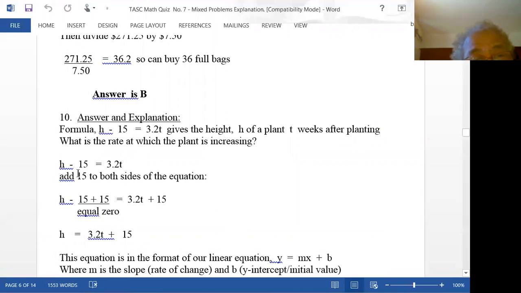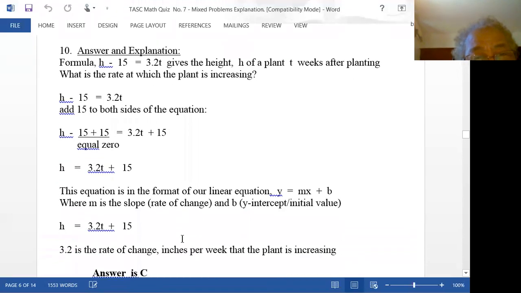So add 15 to both sides, right here, minus 15 plus 15 gives 0. And on the right side, we have 3.2T plus 15. So our equation is H equals 3.2T plus 15. Now, does that look familiar to you? It looks like your linear equation, where y equals mx plus b. And remember we said m was the slope, which is the rate of change. b is the y-intercept, or the initial value.